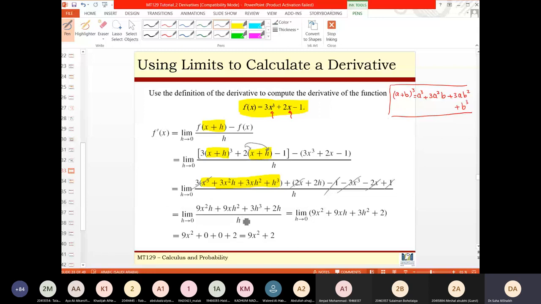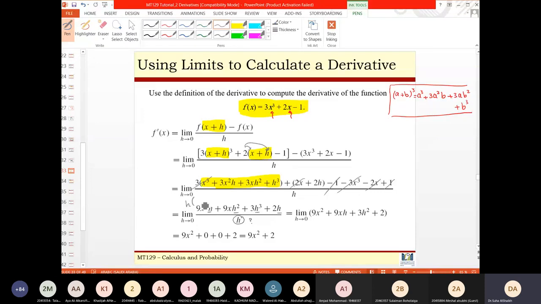I still have the problem of the h in the denominator, right? I want to cancel it. So how do we do this? We take h as a common factor. I have h here, I have h here, h and h. So h can be taken as a common factor.